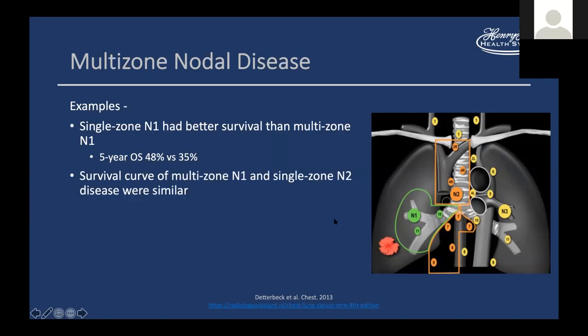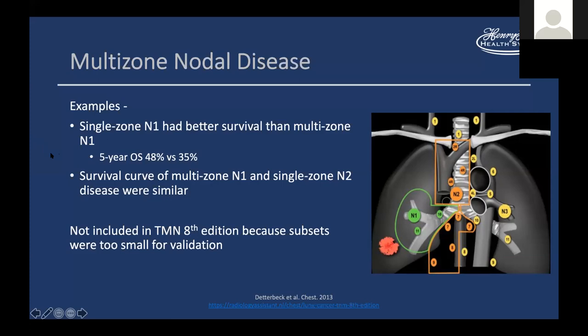Another example of this would be that in a patient who had multi-zone N1 disease, so they had involvement of multiple zones, the hilar and the intraparenchymal, they had similar survival curves as a patient who had N2 disease, but it only involved one zone. But the reason that they didn't include this in the eighth criteria is because the subsets for this were all too small for validation. But moving forward, in future TNM criteria, nodal subdivisions will likely be included as they may provide better prognostic stratification and then ultimately lead to different treatment options for these patients.